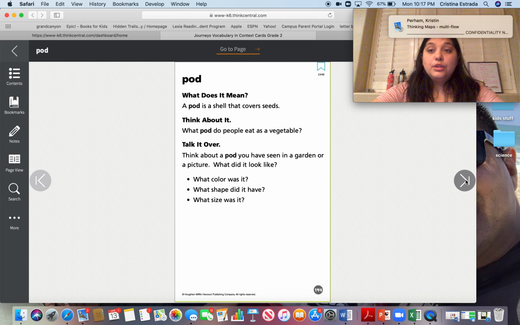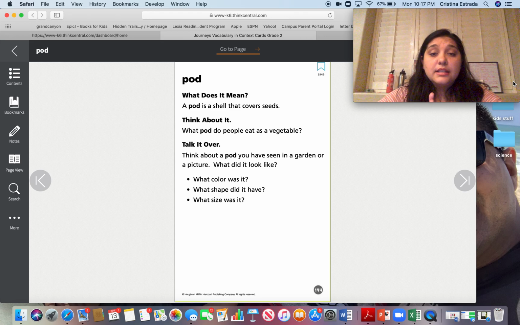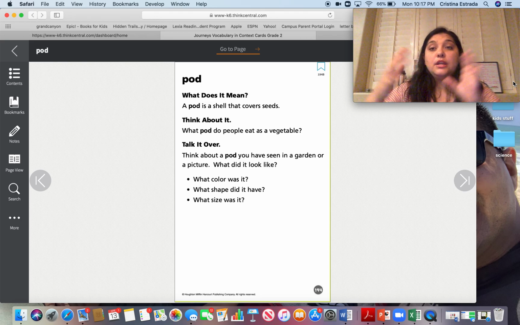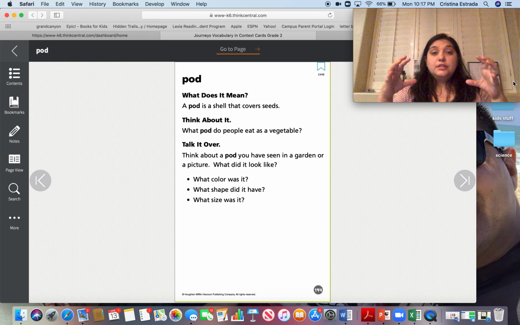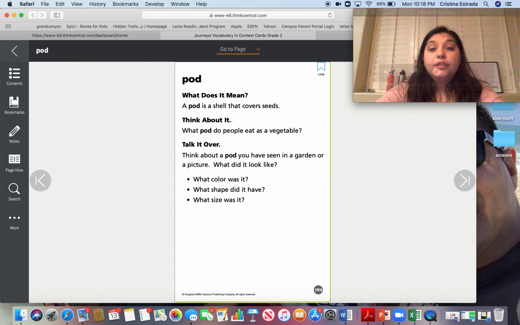So when you think about it, you can look at different things such as in our garden. What color is the pod? What shape does it have? So think of the different types of seeds that we plant. They're all different colors, they're different shapes, and they're different sizes. So that is a pod.